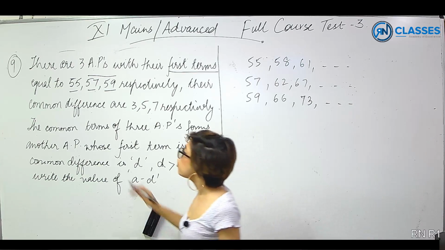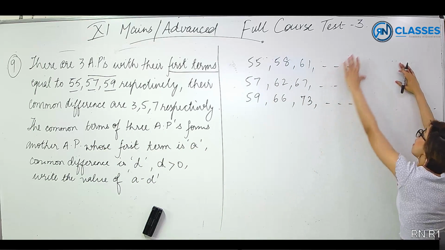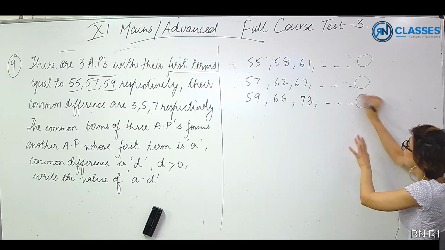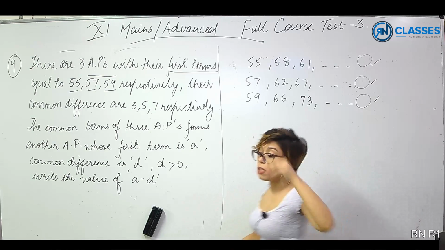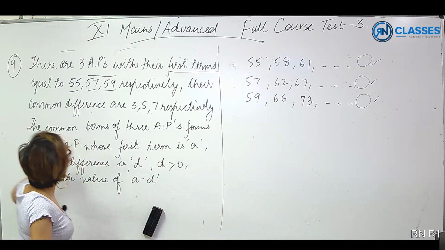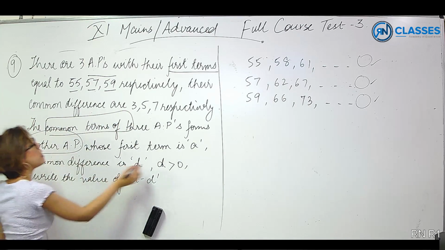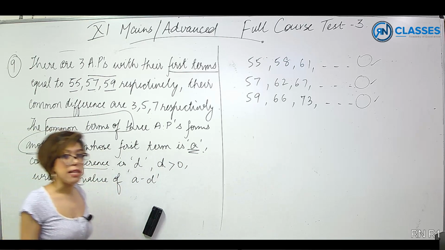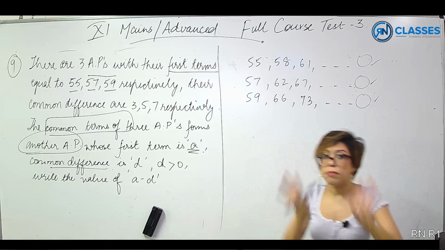Now he says the common terms of the 3 APs. That means I will find some common term over here, some common term over here, and some term over here, and it will be common to the 3 APs. He says those common terms form another AP whose first term is this and common difference is this. You need to write the value of a minus A. Basically, you need to find the AP of the common terms.